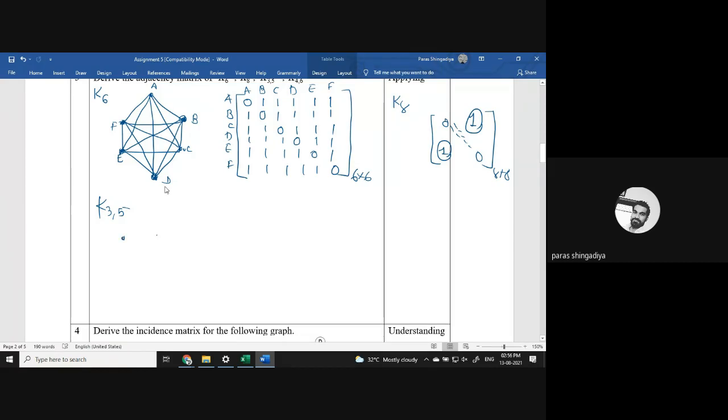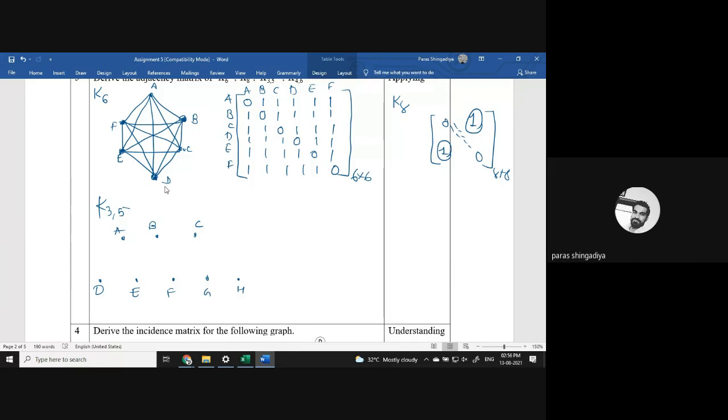This graph is known as a complete bipartite graph with 3 vertices on one side and 5 vertices on the other side. ठीक है? 3 vertex आपको एक साइड लेना है, 5 vertex दूसरी साइड लेना है. Let us keep the notation A, B, C, and D, E, F, G, and H. What is the condition of a complete bipartite graph? Every vertex of one side should be connected with every vertex of the other side, but they are not connected internally.